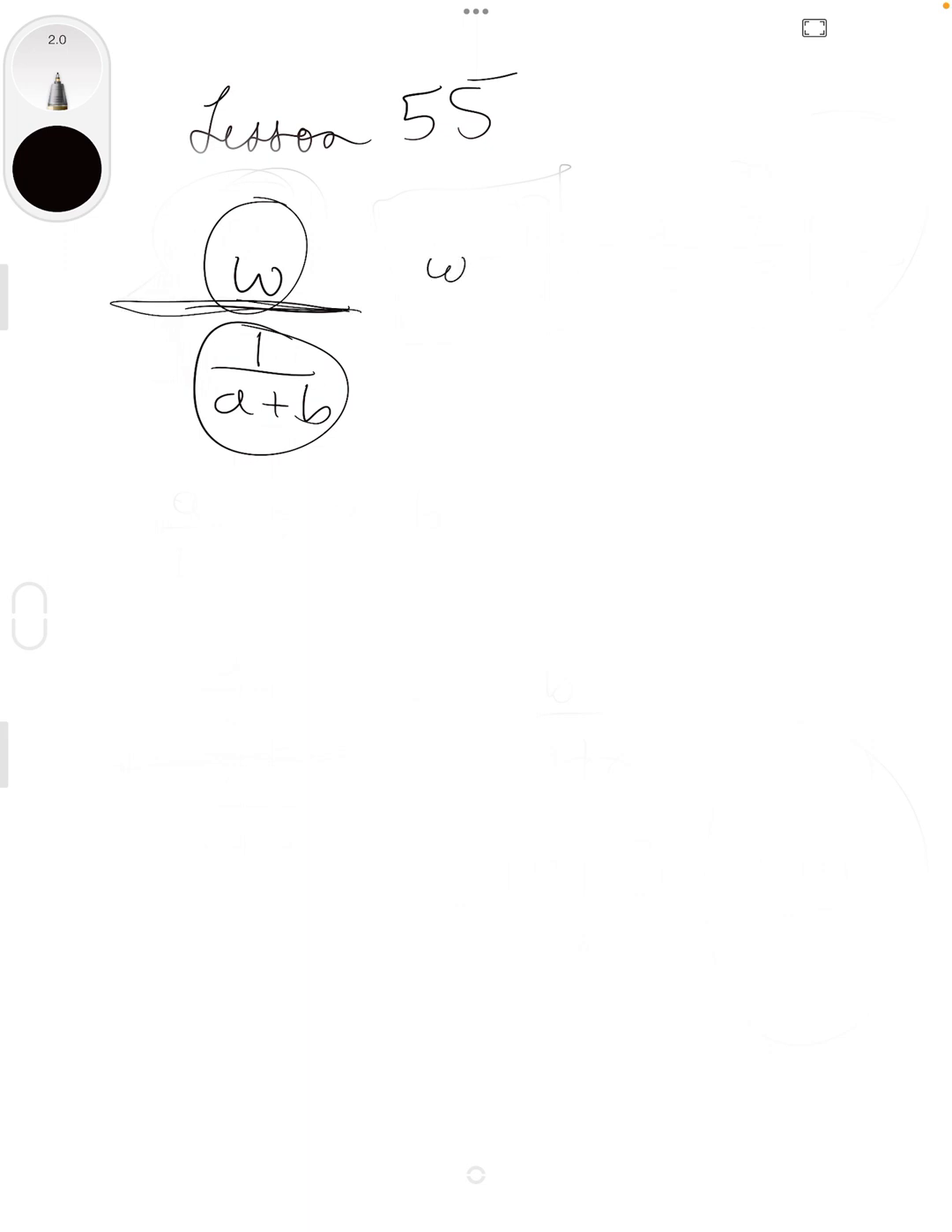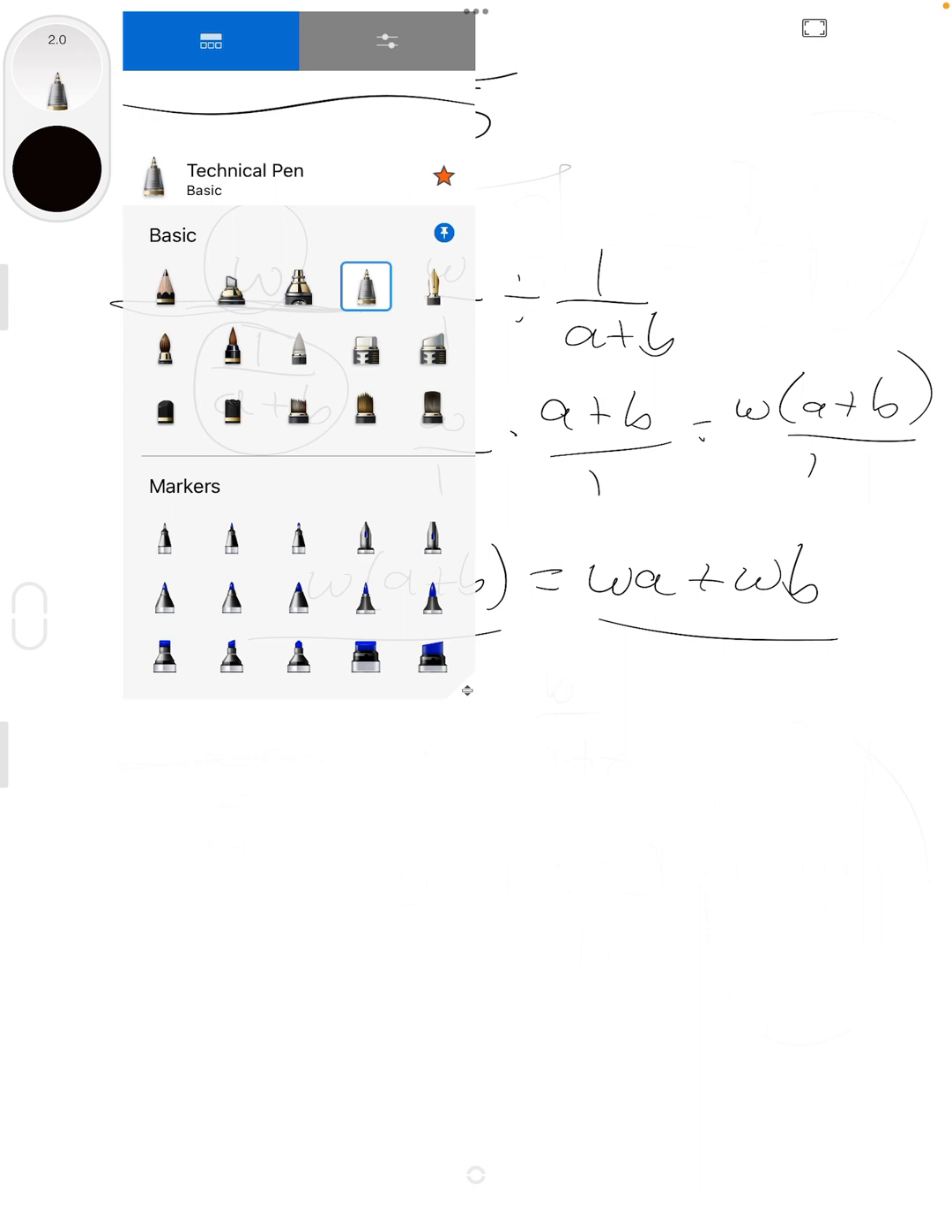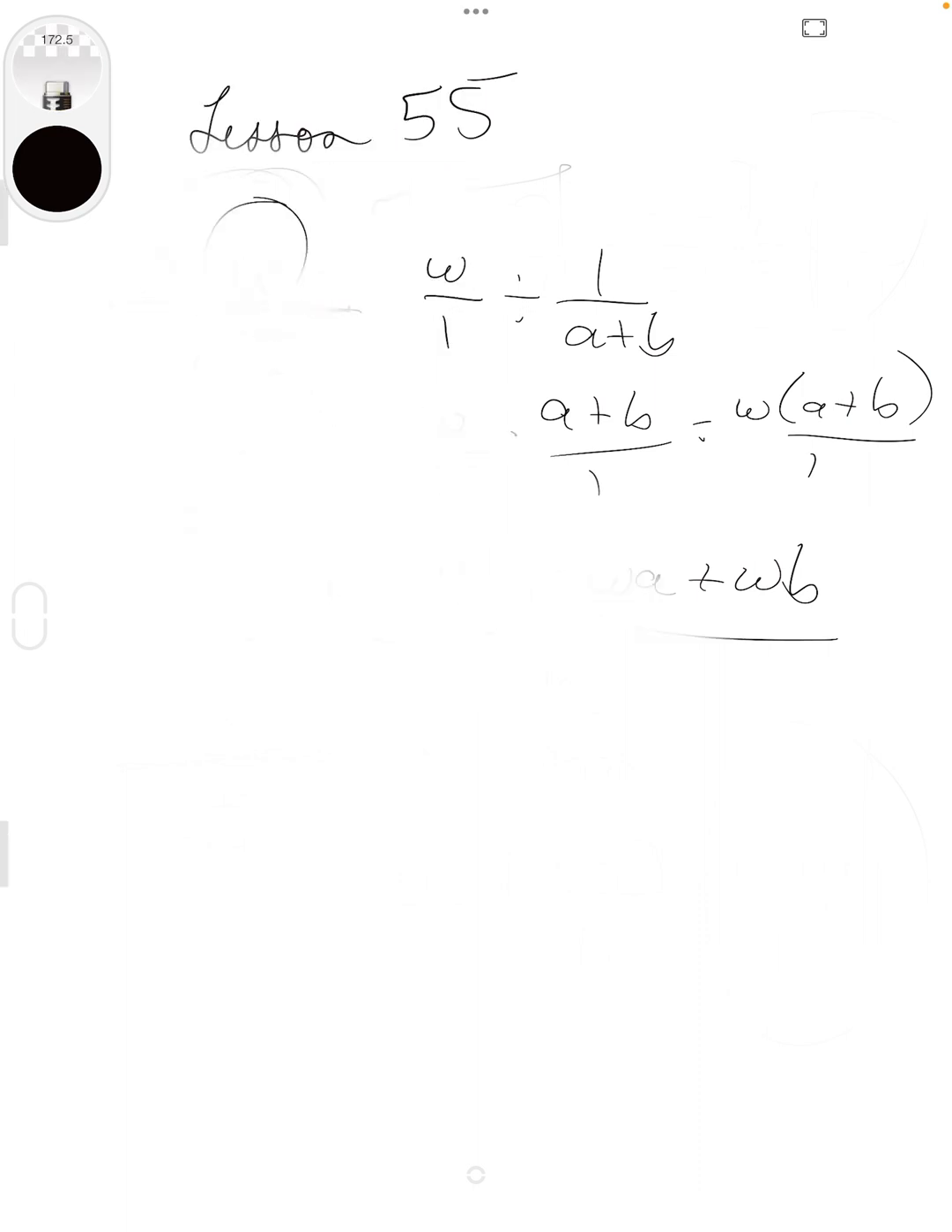Write it as w over 1 divided by 1 over a plus b, which is w over 1 times a plus b over 1, which is w times a plus b over 1, or just w times (a plus b). That's a correct answer, or you could use the distributive property, wa plus wb. Either one of those is the correct answer. Okay, so that's lesson 55. Let's move on. Lesson 56.